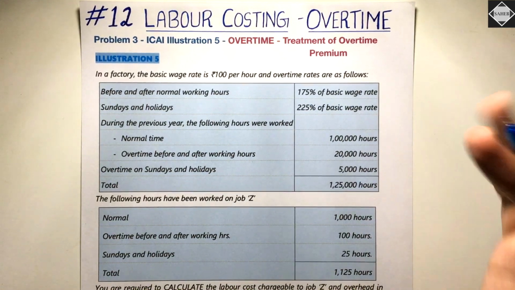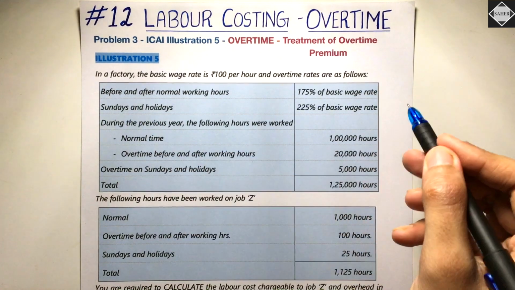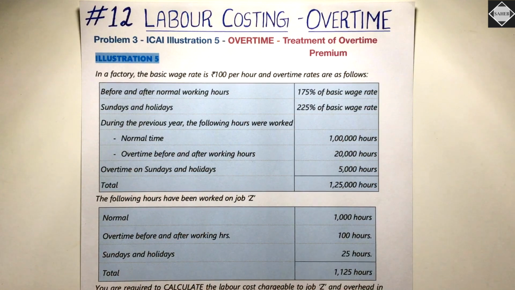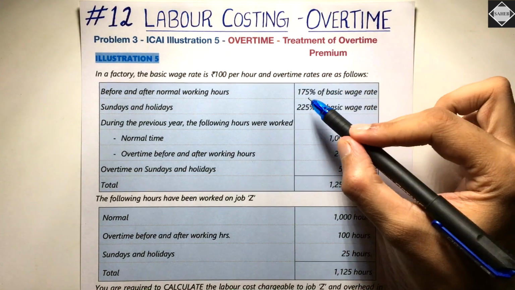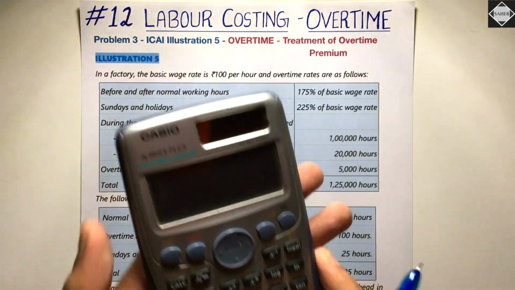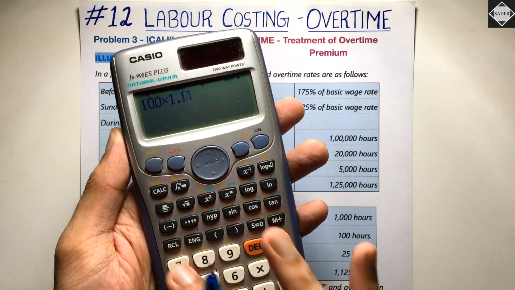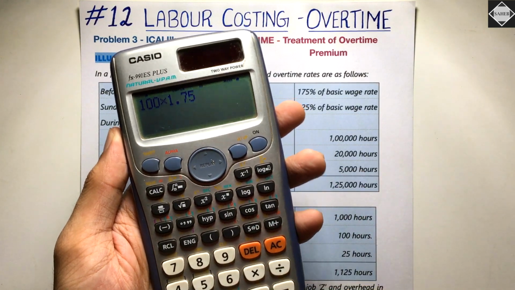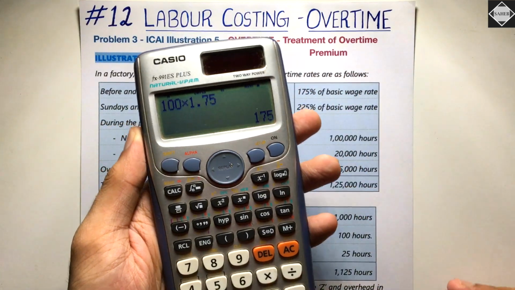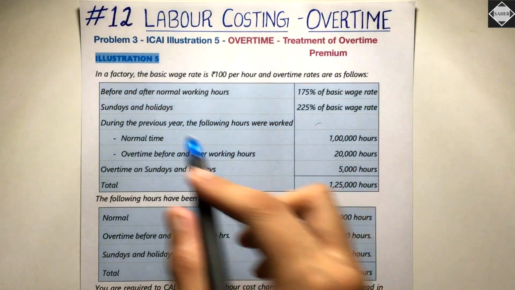What does this mean? It means if a worker works overtime during the weekdays, before and after normal working hours, then for those overtime hours the worker will be paid 175% of the basic wage rate. Basic wage rate is 100 rupees per hour. You have to take 175% of that. 1.75 we can multiply, in decimal I'm taking the percentage, so that's equal to 175 rupees per hour. This is the overtime rate during the weekdays.